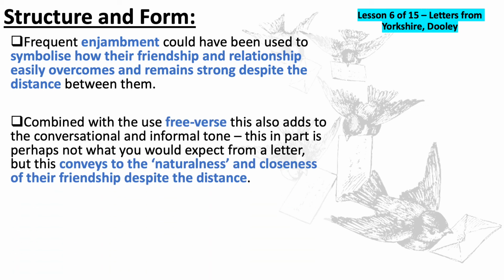Then we come on to this idea that the poem is written in free verse. Now, I think it's really significant that there is no fixed rhythm or rhyme in the poem, as it adds to the conversational, informal tone of their communication. And this is in part not what you'd expect from a poem about letters, perhaps, but it seems to convey the naturalness and closeness of their friendship despite the icy miles and the physical distance that are between them.